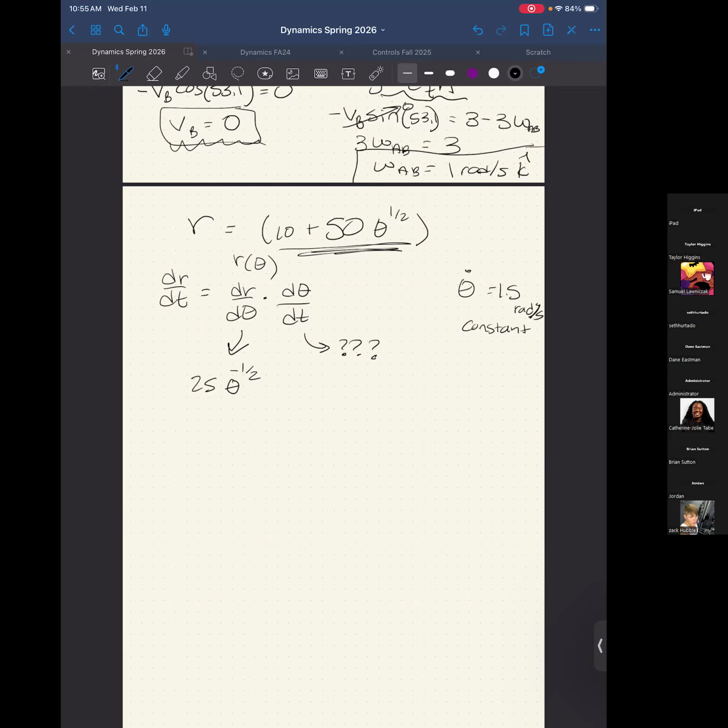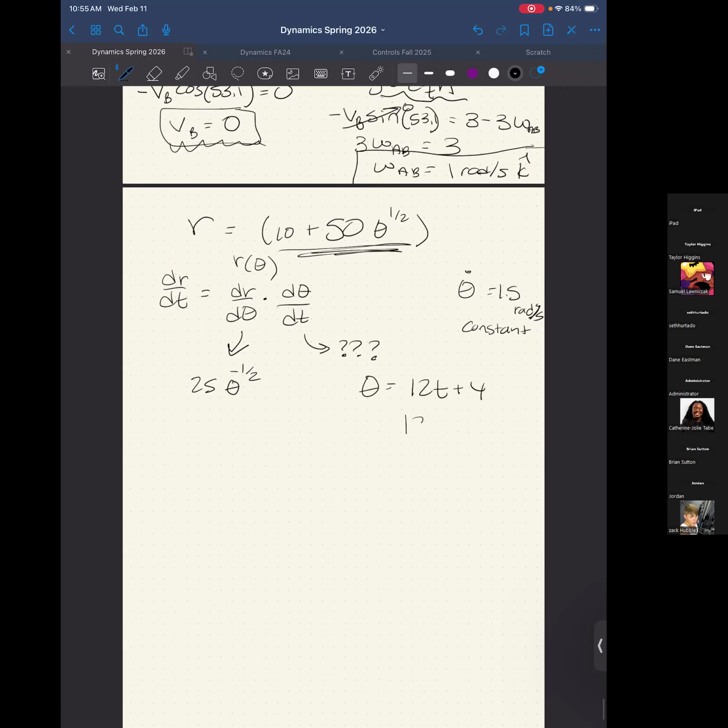Okay, but I'm not given theta as a function of time. It would be wonderful if it said something like theta is equal to 12t plus 4, and then I could say theta dot is just 12, but it's not, right?